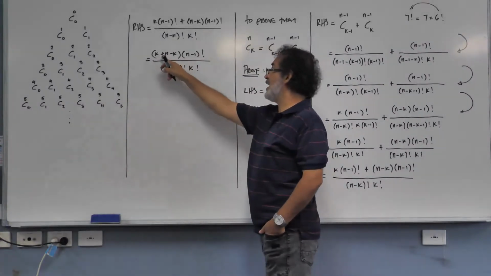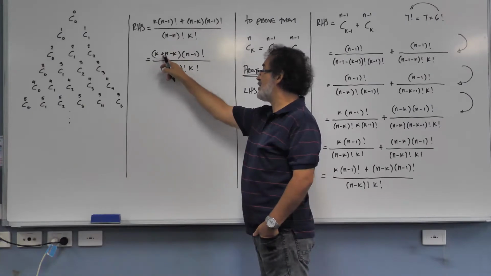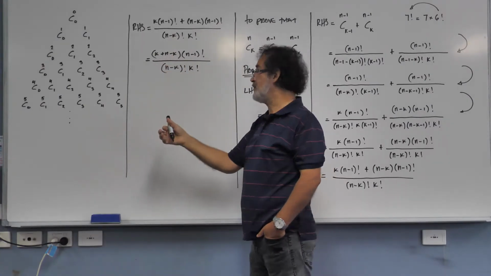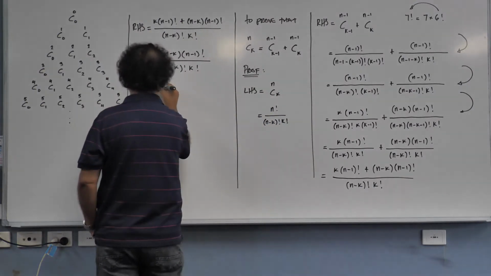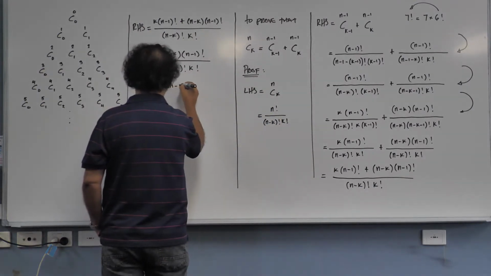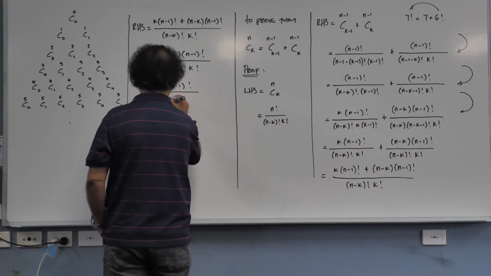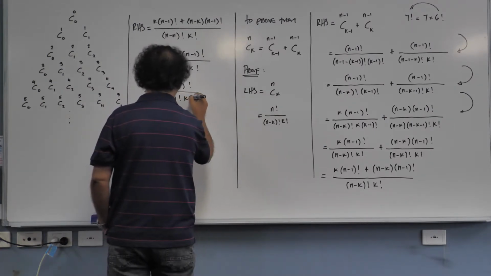Can you see that in here we have k minus k? Okay, so what is left? N. N. And would be n factorial. Oh, it's all coming together there.